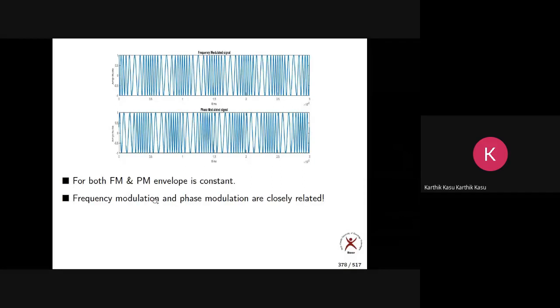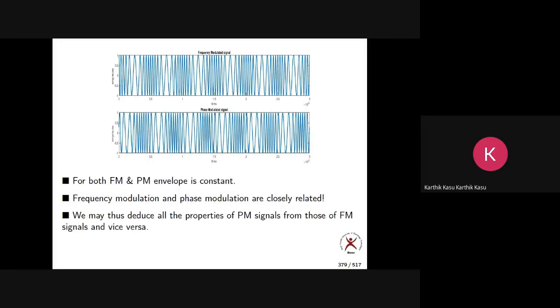So frequency modulation and phase modulation are very closely related, as I told you just now. So we may thus deduce all the properties of a PM signal from those of an FM signal. If you know the properties of one signal, you can deduce the properties of the other. That's why we concentrate our attention only on frequency modulation, which means we study many things about frequency modulation only.